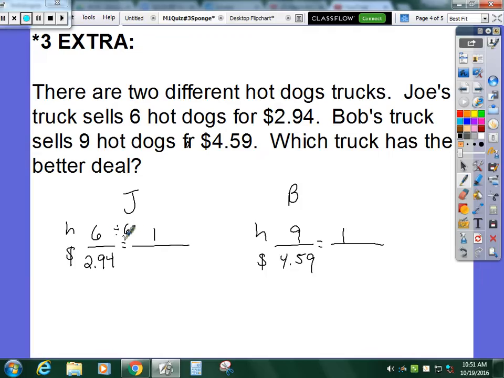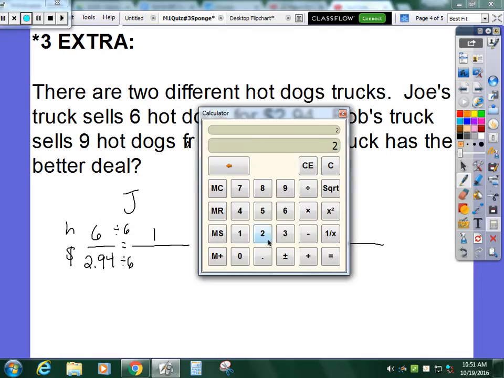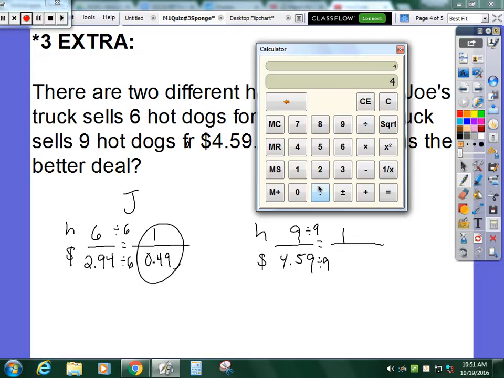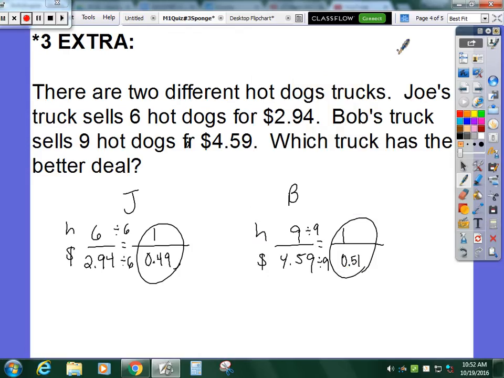To do this, 6 divided by 6 is 1. Whatever you do to the top, you must do to the bottom. Okay, $2.94 divided by 6. 49 cents per dog at Joe's. Okay, the next one, to change 9 to 1, you have to divide it by 9. Whatever you do to the top, you must do to the bottom. So $4.59 divided by 9 is 51 cents. So Joe's truck is cheaper. It's cheaper by 2 cents per dog.